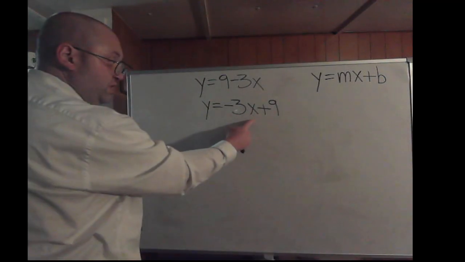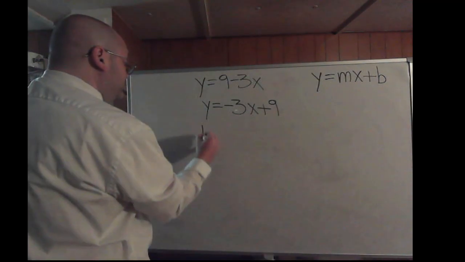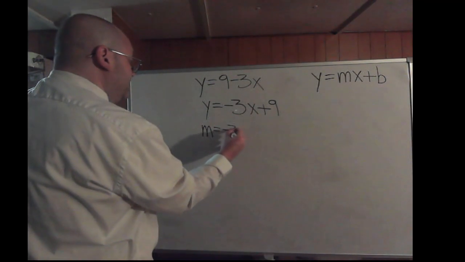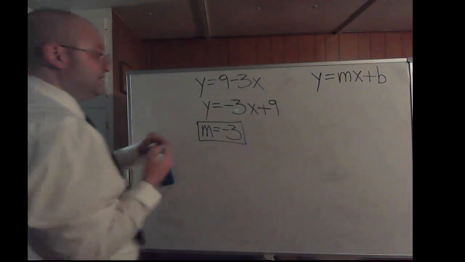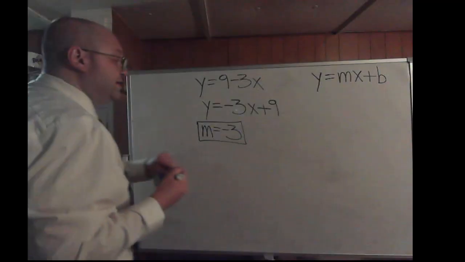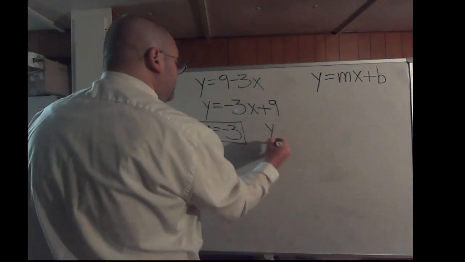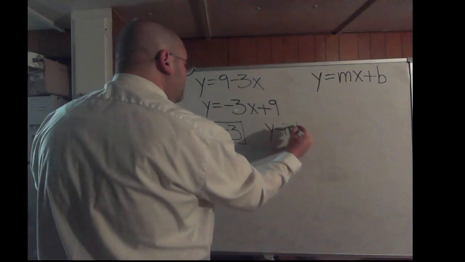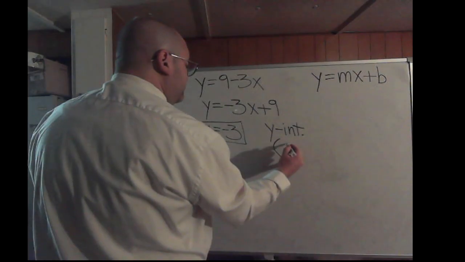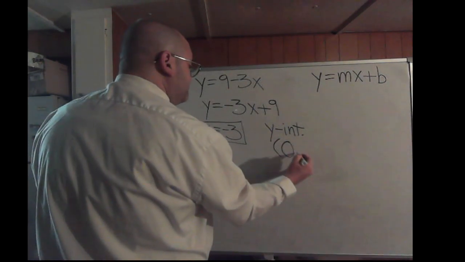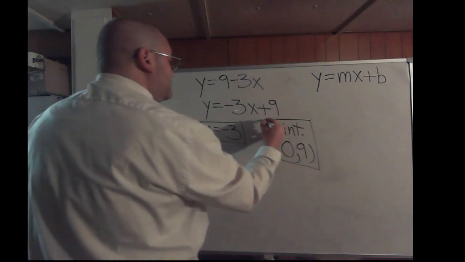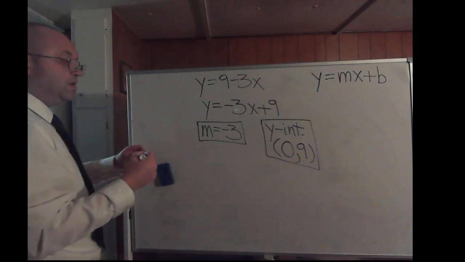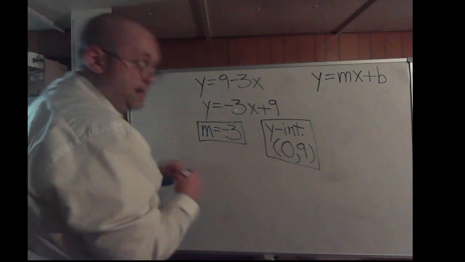The coefficient on your x term is negative 3, therefore your slope would be negative 3. And then you have the constant term as positive 9, so your y-intercept occurs at 9, therefore the coordinate of your y-intercept would be at (0, 9). So you have a slope of negative 3 and the y-intercept occurs at (0, 9).